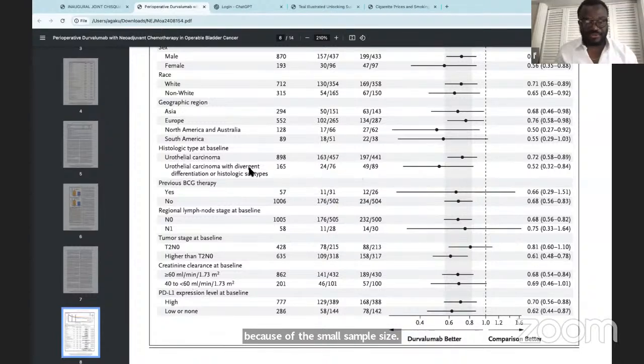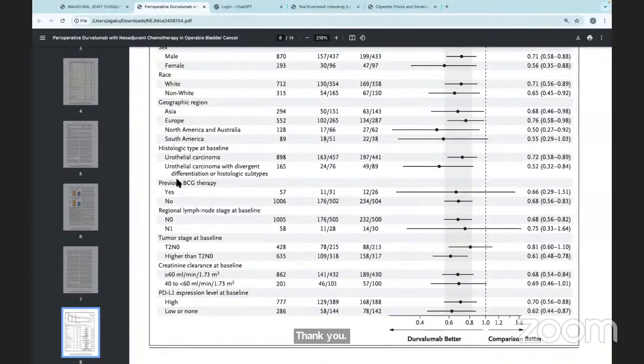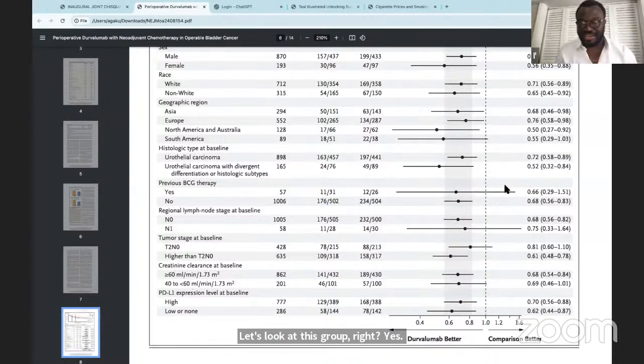Now let's look at this group. Taiwo, while I still have you on the line, look at previous BCG therapy, yes. Can you just describe what you see here and contrast that to BCG, no? What do you actually see on this graph? And tie that back to type 2 error.